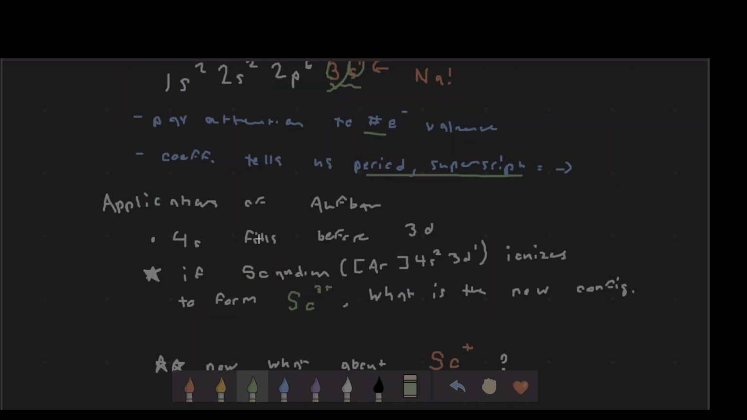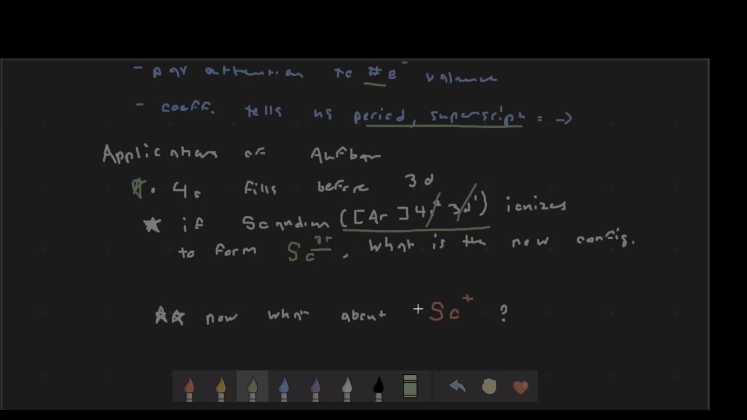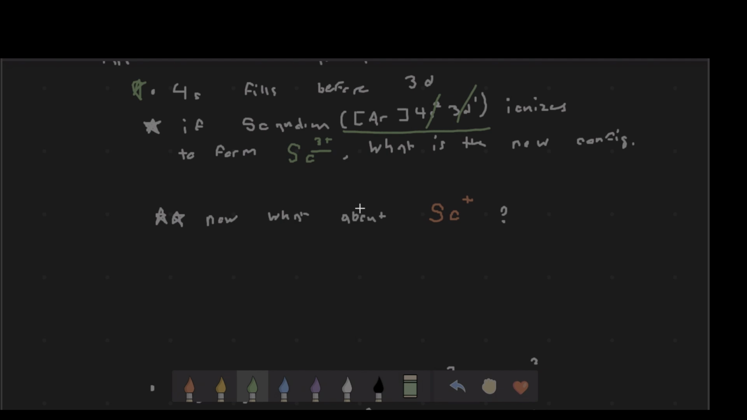So applications of Aufbau principle. One really important thing that you're going to need to know about transition metals is your 4s subshell is going to fill in before your 3d subshell. So if scandium with this electron configuration ionizes into this form, what's the new electron configuration? I'll give you a minute to think about it, but just really quickly you could see that right here, scandium is losing 3 electrons. So basically imagine we X out these 3 electrons, so your new configuration is just equal to argon. And this is the most stable ion of scandium because now its valence shell is completely gone.